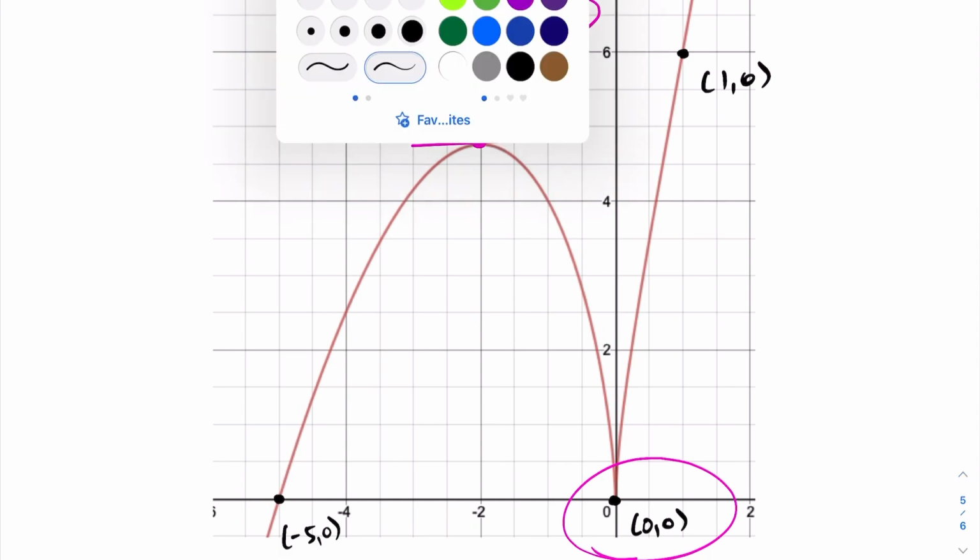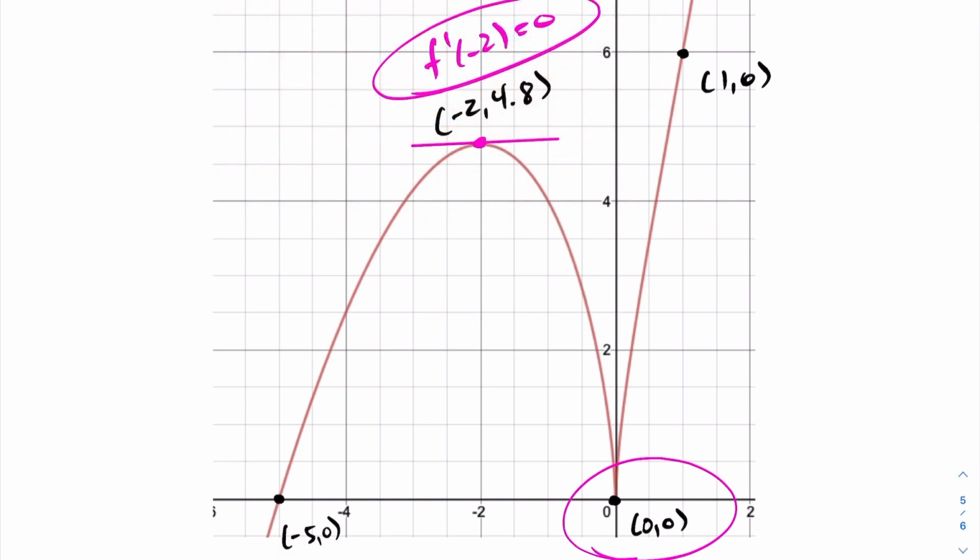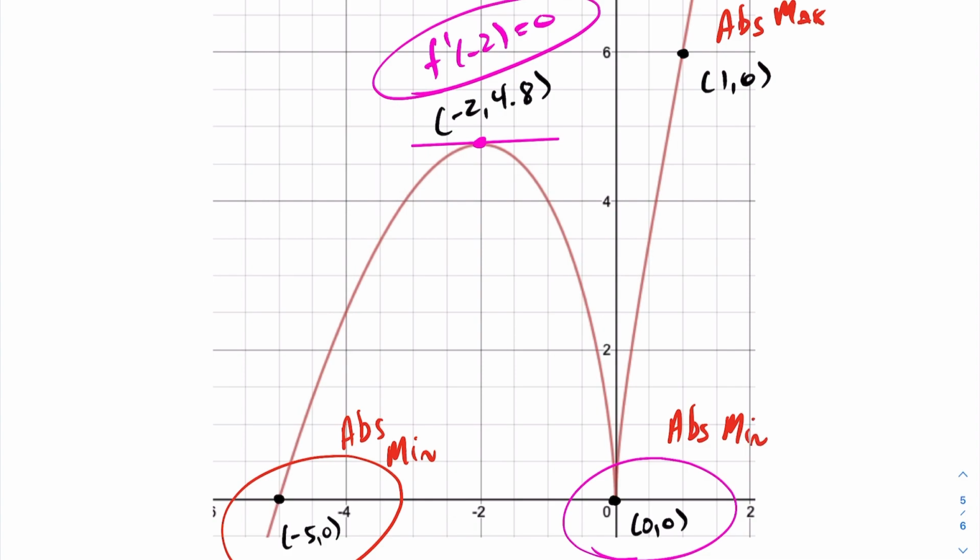So going ahead and graphing this, we noticed that we ended up getting an absolute maximum at one of the endpoints, and we actually achieved two absolute minimums, one at the other endpoint, and the other absolute minimum was found when we were identifying our critical values where that first derivative was undefined.